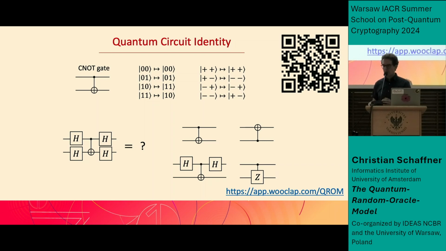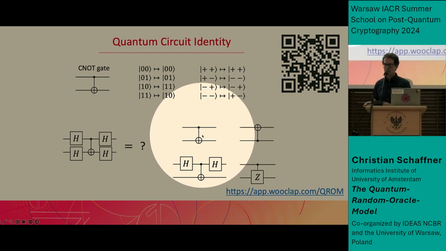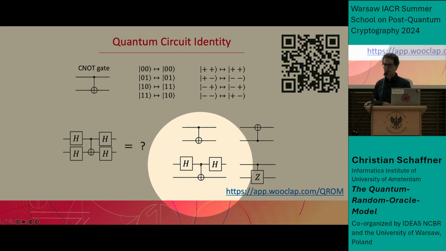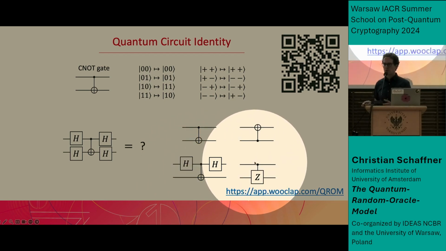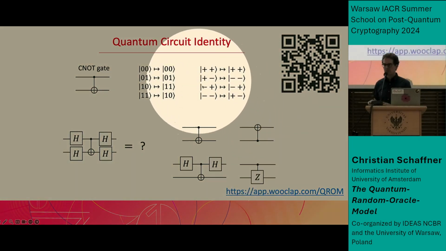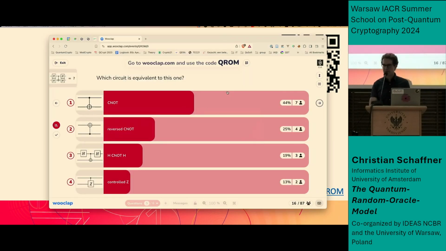Here are the 4 options given in the quiz. Is it just going to stay the same? Is it going to switch target and control? Or are there some operations left, like the same but with Hadamards still there? Or does it turn into a controlled-Z operation? I think a little hint is up here. Now I'm really curious who has seen this before, versus who is lucky and guessing. Okay, we have a pretty much uniform distribution.